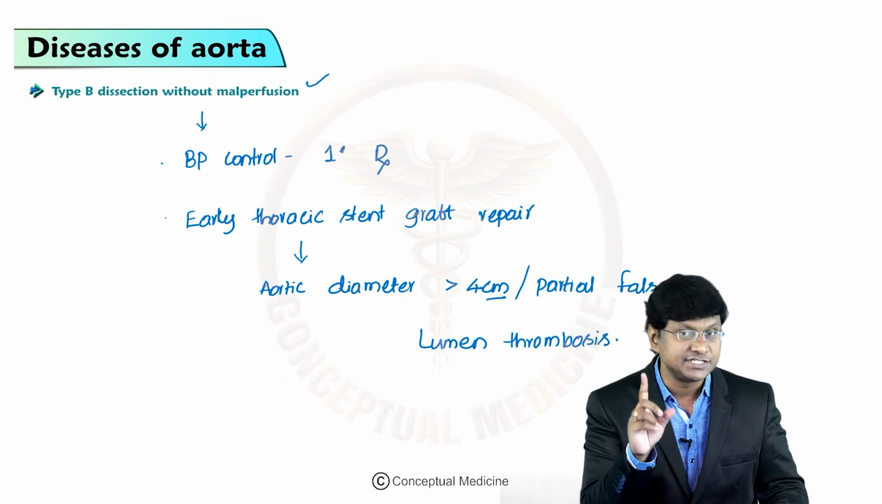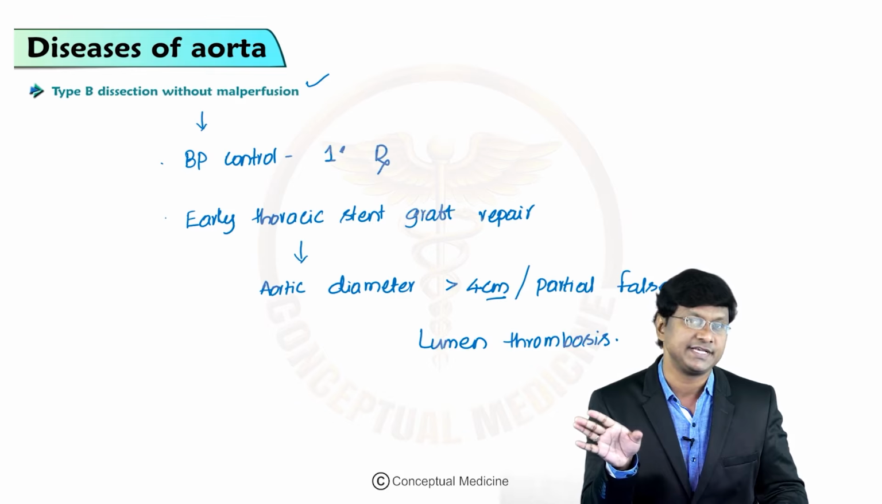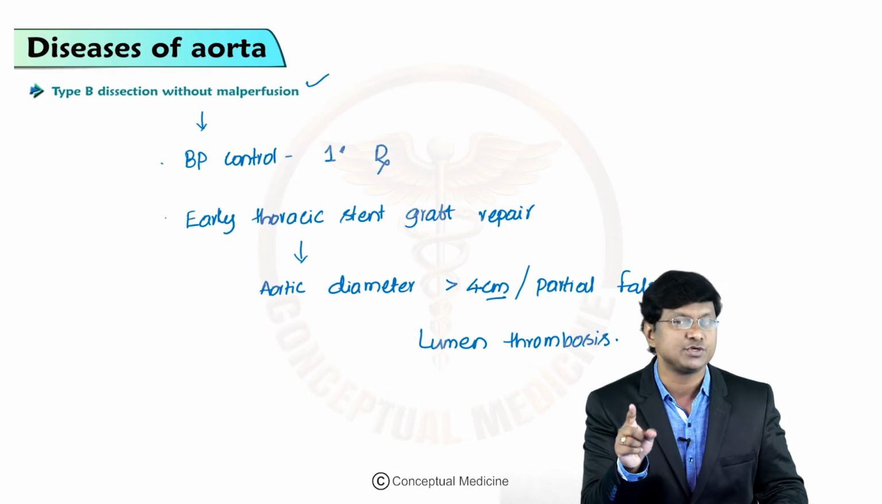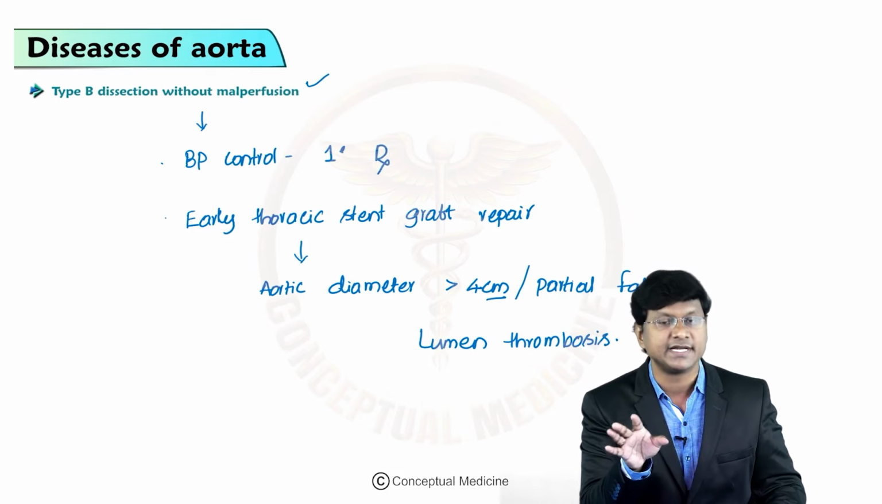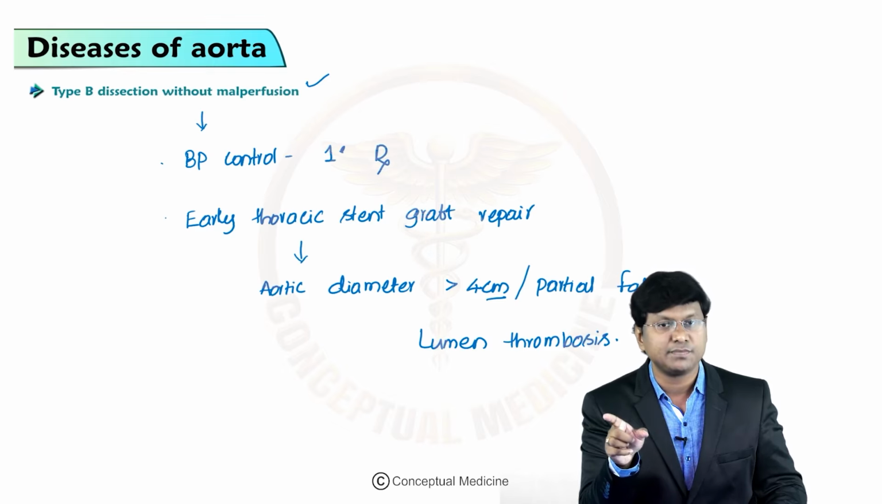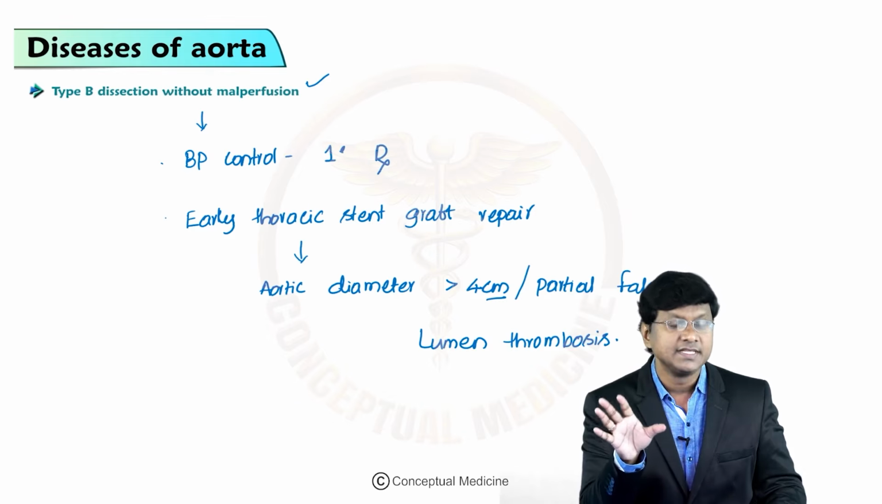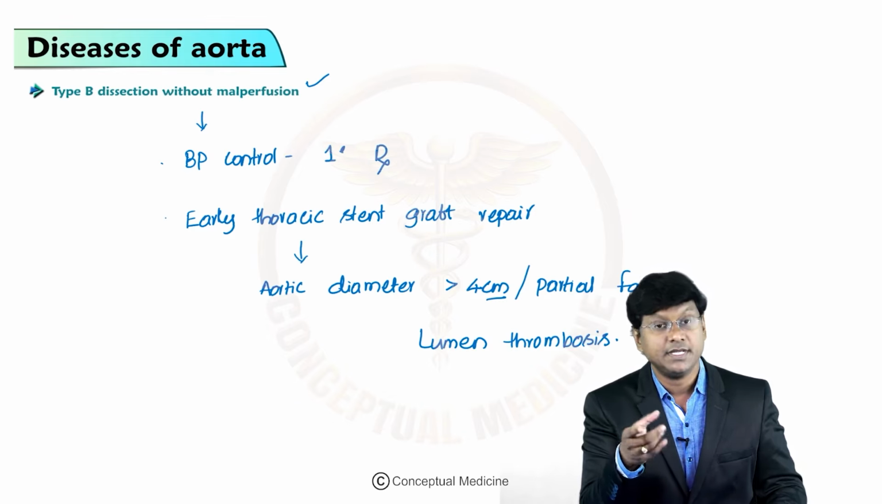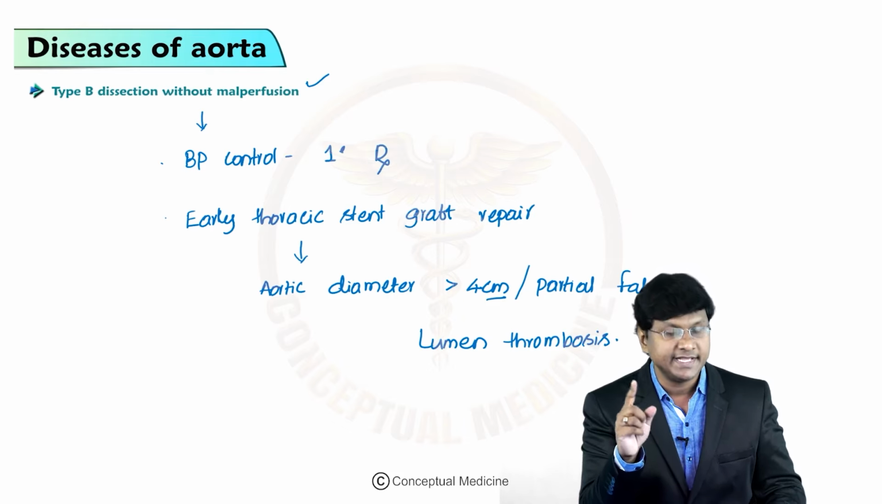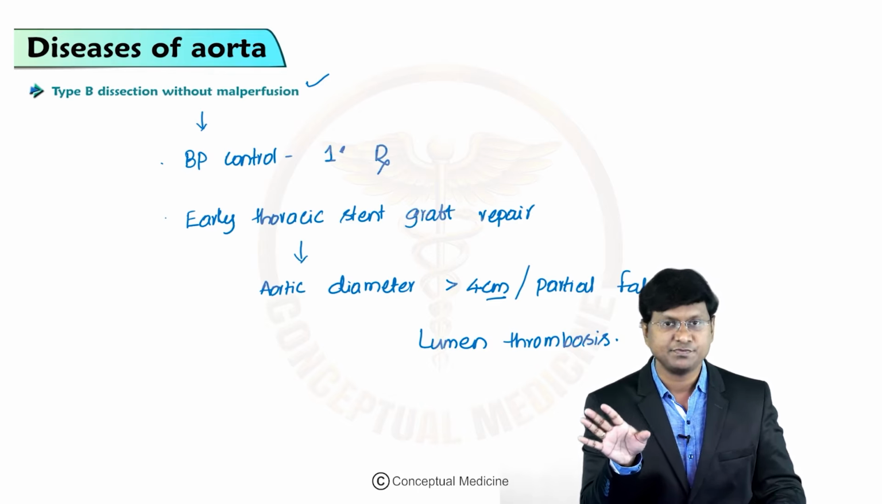And surgical treatment: urgent surgical intervention is required for all type A dissections. The procedure involves grafting and replacing the diseased portion of the arch and brachiocephalic vessels. And type B dissection with malperfusion also requires urgent surgery, right? The immediate goal of the surgical therapy is to restore the flow to the ischemic tissue. Whereas for type B dissection without malperfusion, blood pressure control is the primary treatment. Long-term aortic specific survival and late aneurysm formation rates are improved with early thoracic stent graft repair. That will be type B dissection without malperfusion.